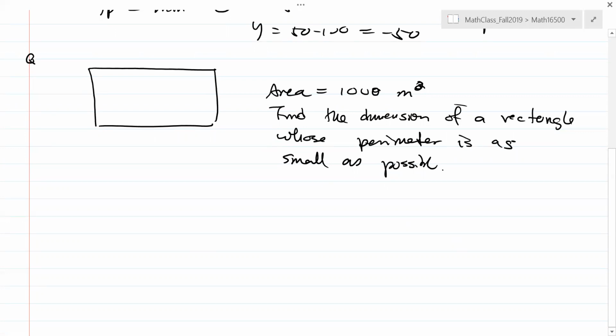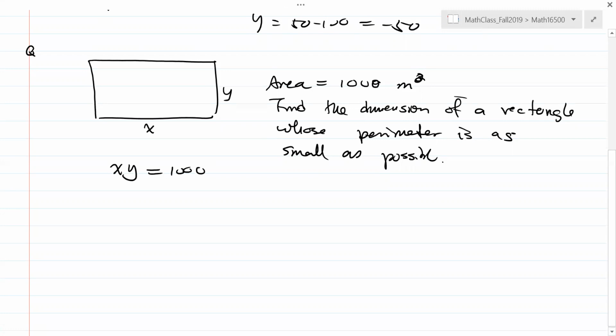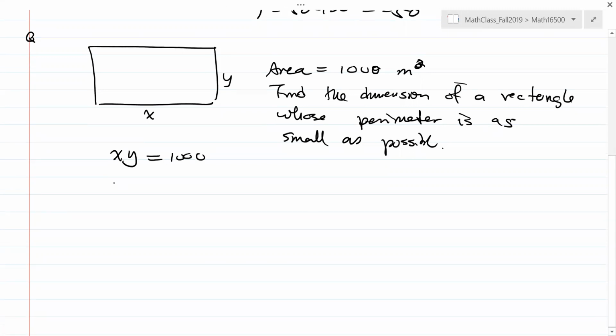So how do you do that? This side is called x, this is y. We know that the area x times y is going to be 1,000. It could be 1,000 square feet, a different unit, but here 1,000 square meters. The perimeter, we still use P, is going to be 2x plus 2y. I want to make this as small as possible.